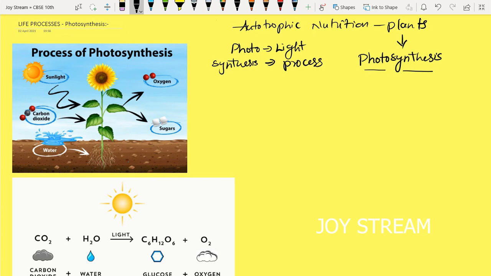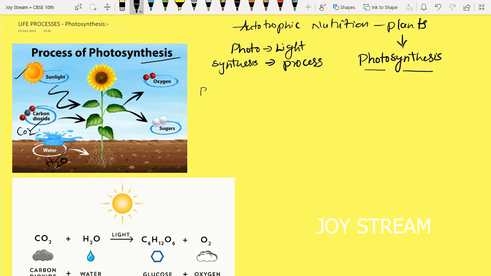there are some components which are utilized for the process of photosynthesis. Look at the picture right here. So, there is a sun here. There is carbon dioxide. There is water. Now, this plant is taking all these compounds. What? Sunlight, carbon dioxide, CO2, water, H2O. The plant is taking sunlight from the sun, carbon dioxide from the atmosphere, and H2O from the soil.